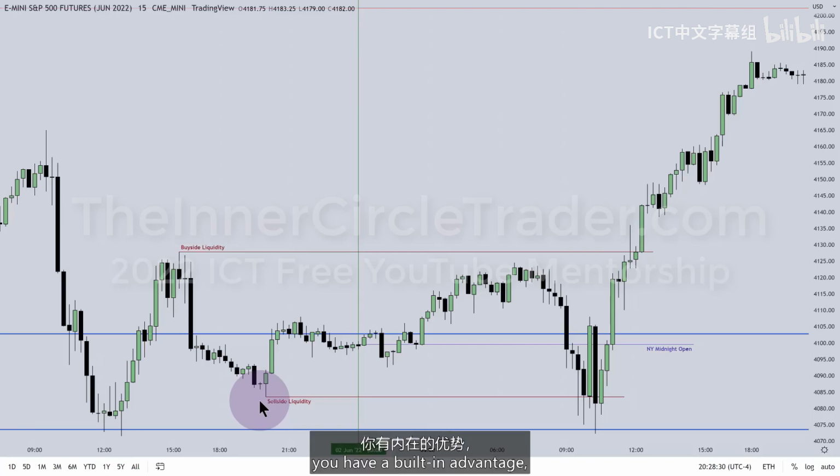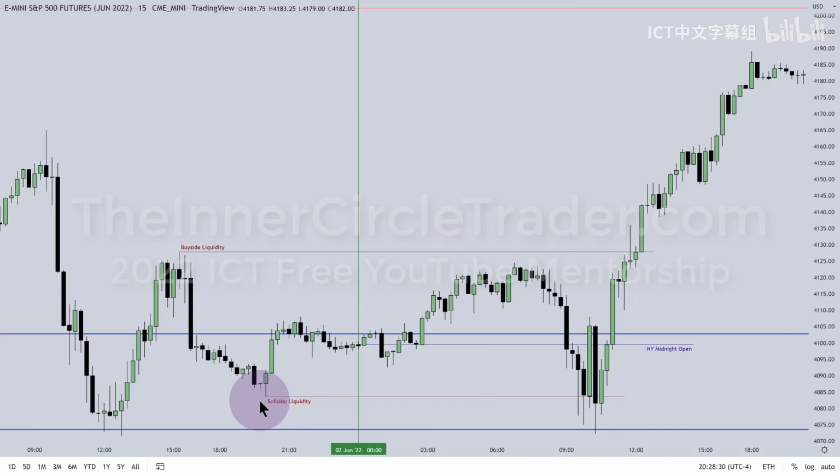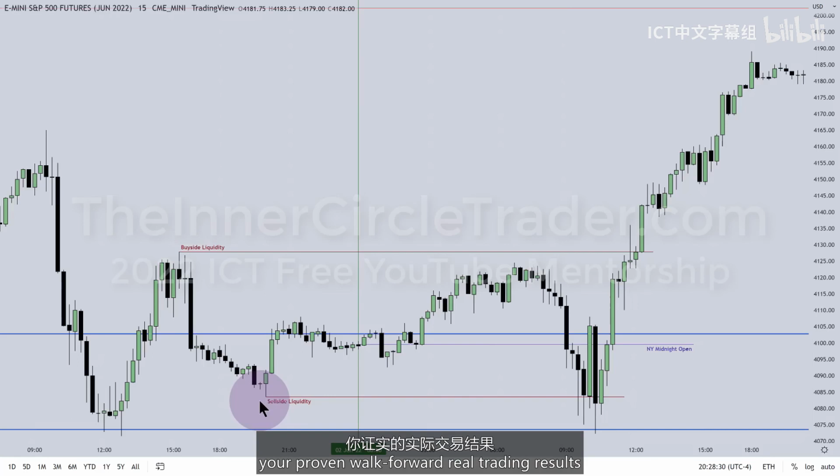So if you have a built-in advantage, why would you go to an area or arena where you have built-in disadvantages? If you have advantages by trading on the days that don't create these types of conditions, you trade in those arenas in that time frame, and you avoid the times where historically your proven walk forward real trading results have been diminished on these particular days.